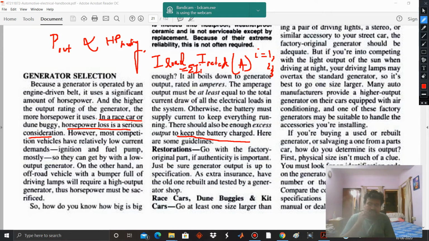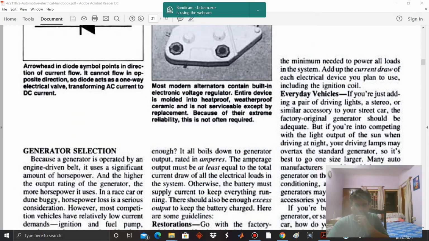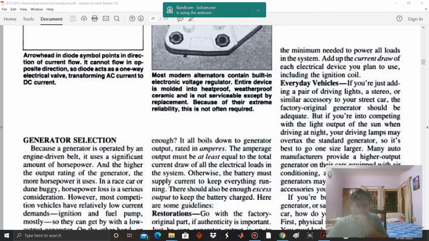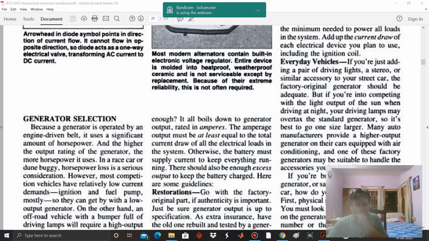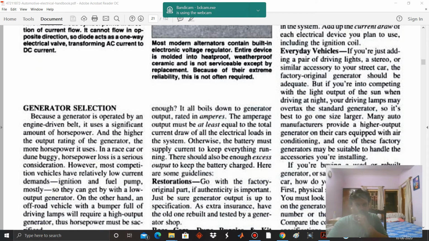So for race cars, dune buggies and kit cars, go at least one size bigger or larger than the minimum needed to power all the loads in the system. So you have to keep some buffer power capacity. So add up the current drawn by each electric device you plan to use, including the ignition coil. Now for everyday vehicles, if you are just adding a pair of driving lights, a stereo or similar accessory to your street car, the factory original generator should be adequate.